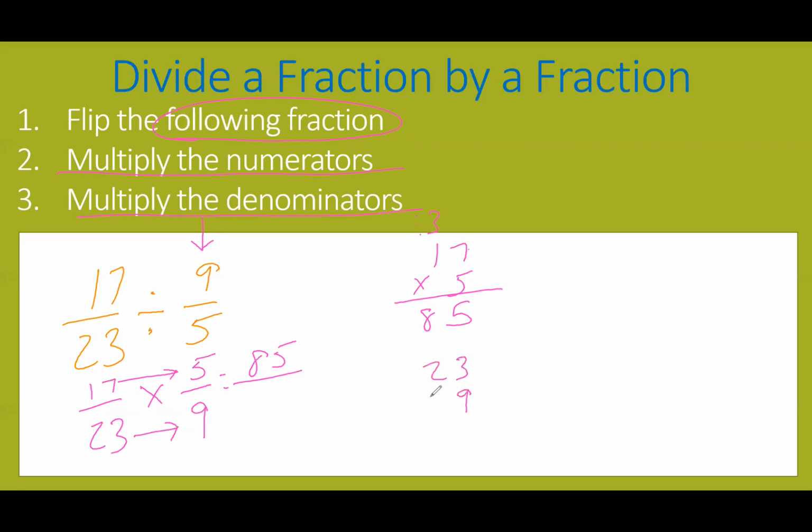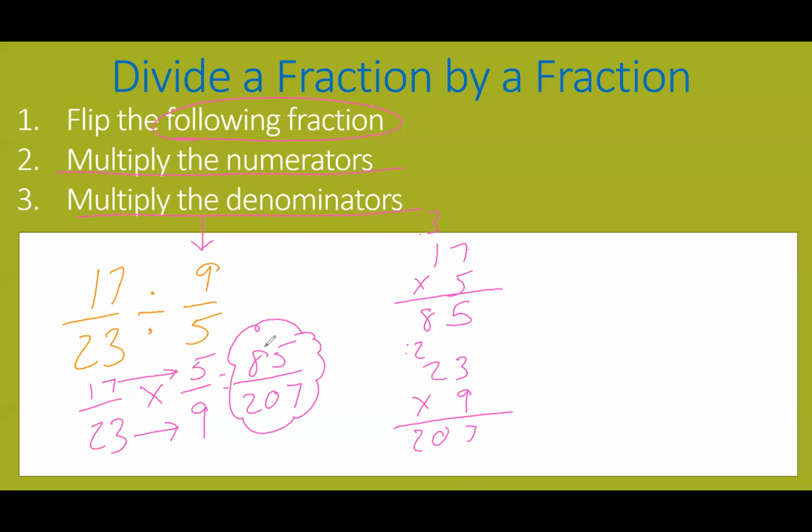23 times 9. 9 times 3 is 27. Carry that 2. 9 times 2 is 18, 19, 20. So 207, and there's my answer.